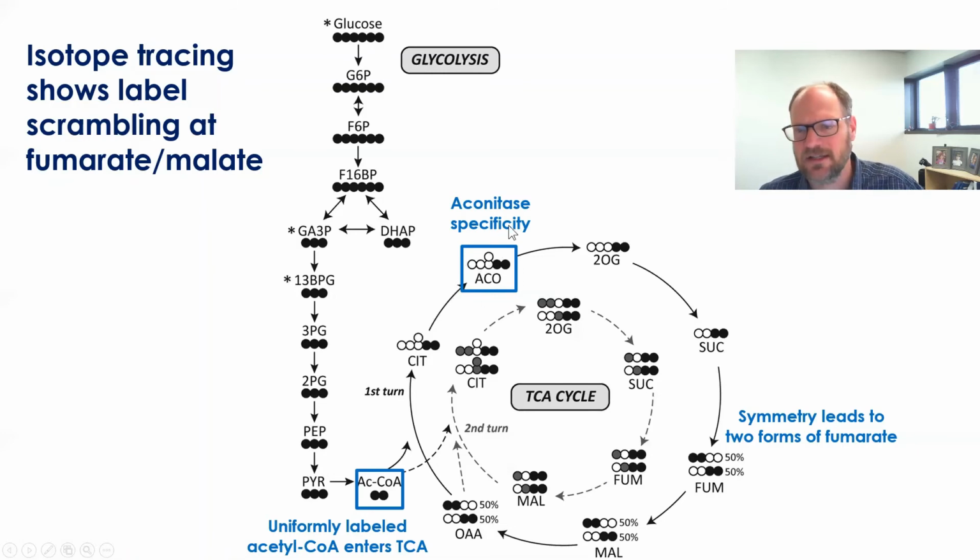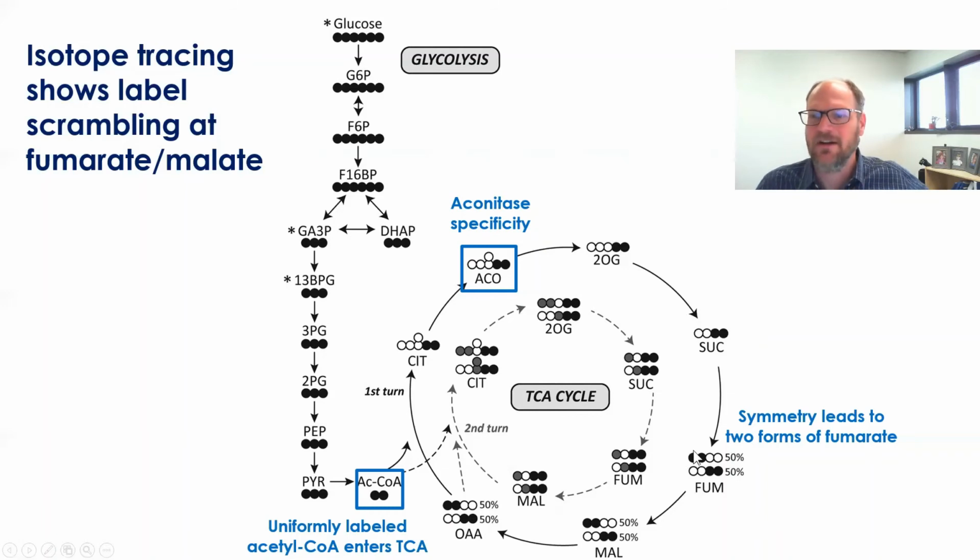Because the aconitase has specificity, those two carbons always end up in the same position on oxaloacetate. As we mentioned, those are the two positions that are furthest away from the carbonyl and the keto group. Those ultimately become a 2-carbon succinate and then a 2-carbon fumarate.